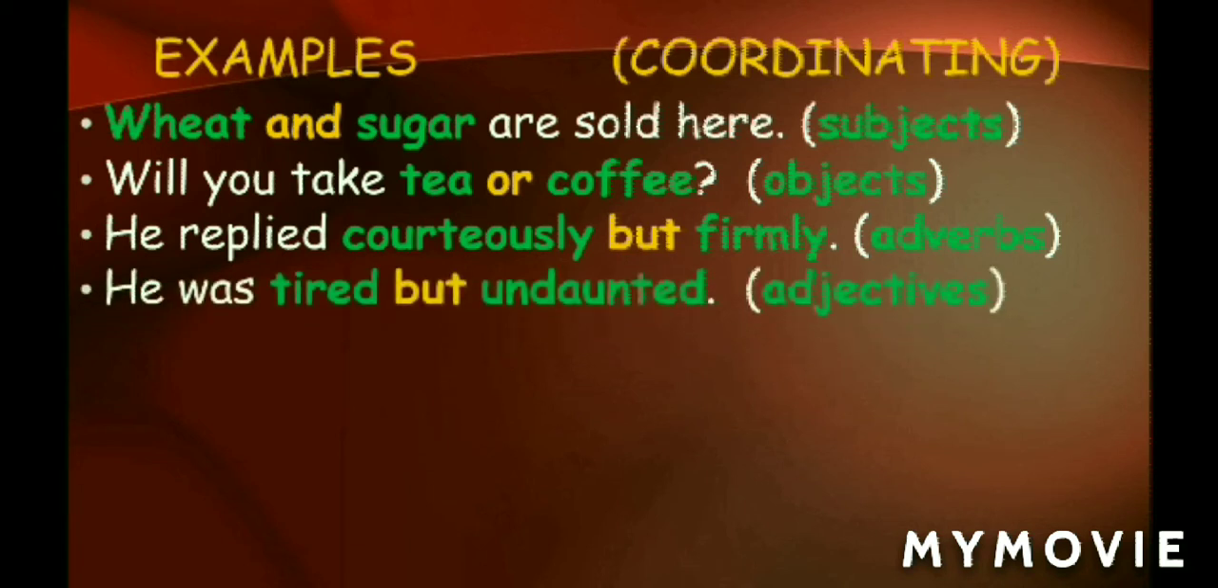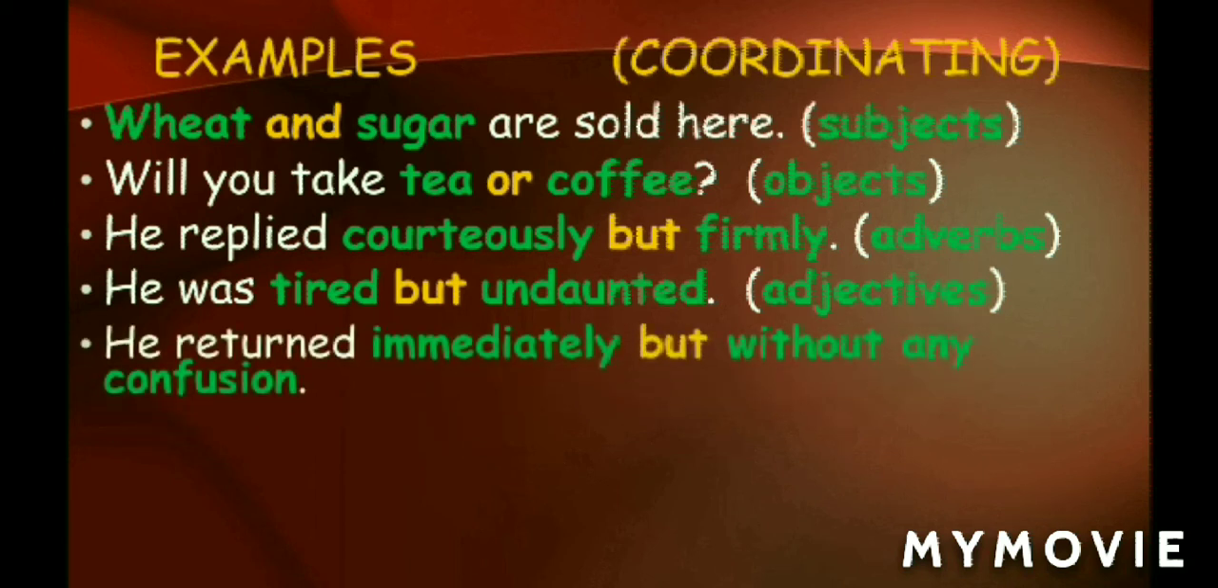He was tired but undaunted. 2 adjectives, tired and undaunted, have been joined by a coordinating conjunction but in this sentence. In these first 4 sentences, coordinating conjunctions are used to join words like 2 subjects, 2 objects, 2 adverbs, and 2 adjectives.